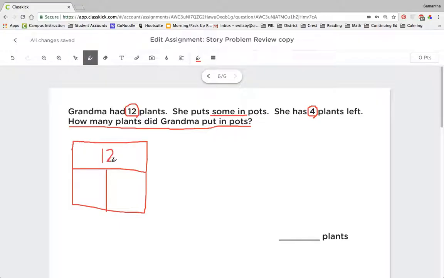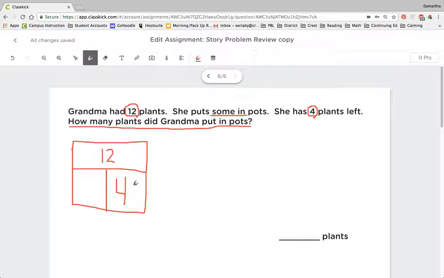We know she put some in the pots, but we don't know how many. We do know in the end that one part that she has left is 4. So we have to figure out what this extra part is. There's a couple different ways that we can do this. By looking at the part, whole box, we can use this tool as a strategy in a couple of different ways. We can count up to figure out how many goes here, or we could subtract. So let's start first by counting up, and then we can subtract to check ourselves.